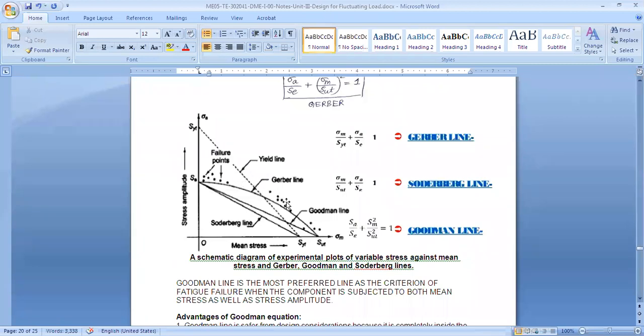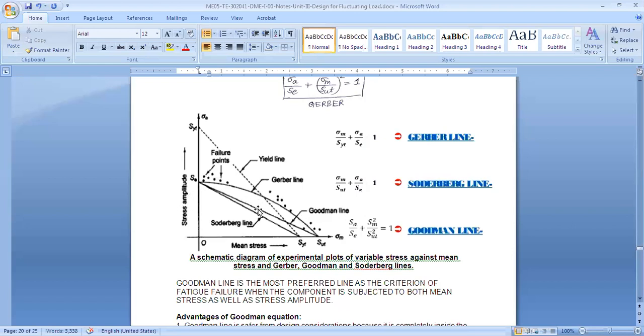So for plotting the Gerber line, we have a start point, an end point, and a smooth parabolic curve. Now, since, as I said, some points were falling below the line, we have drawn a straight line instead of a parabolic curve. We have drawn a straight line from SE to SUT, and that line is called the Goodman line. Now all the points of failure are beyond this line, right? So all the points being beyond this line means the design is completely safe from the fluctuation point of view or from the cyclic variation point of view.